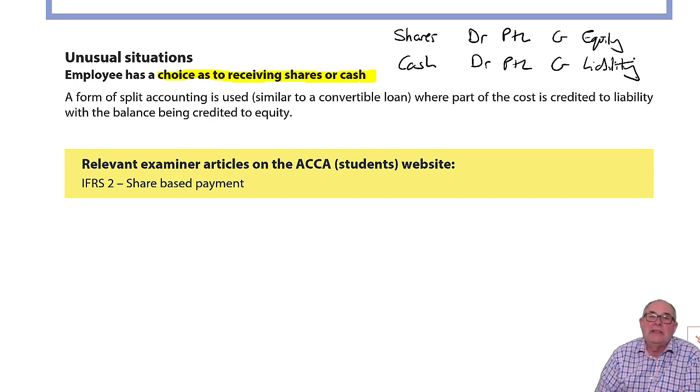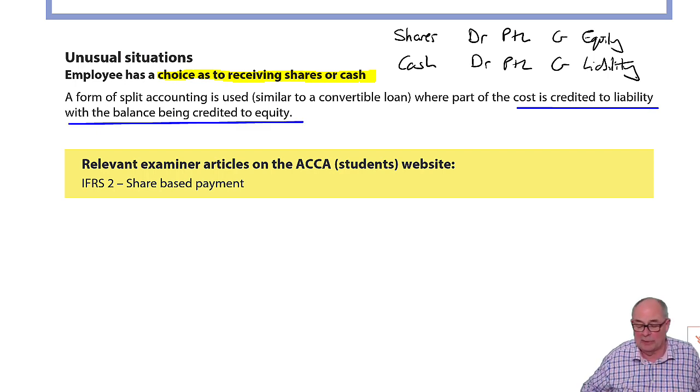Well, the logic is very similar to a convertible loan, if you remember those. In a convertible loan, you actually normally pay people money, but you can give them shares in the company if they want, and we used a form of split accounting. It's exactly the same here. So, similarly, part of the cost will go into liability and part of the cost will go to equity.